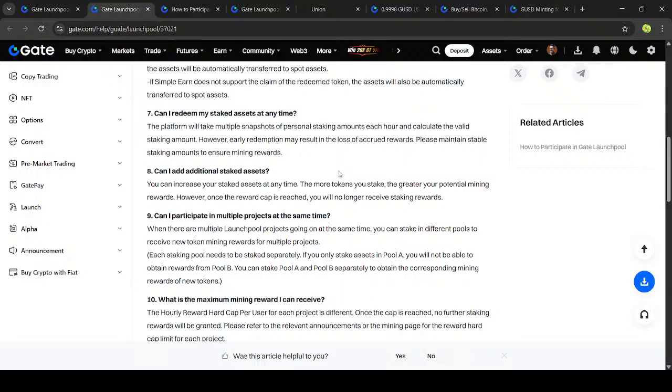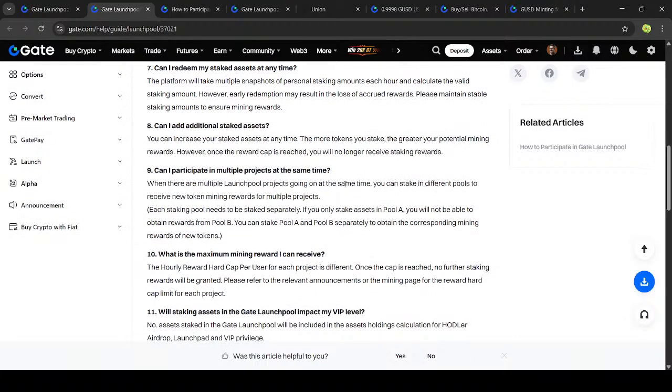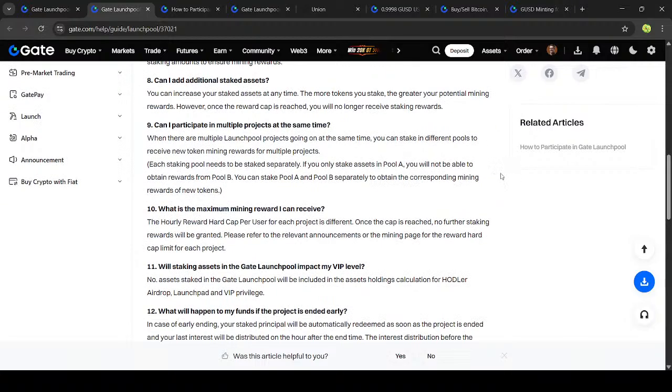So can I add additional stake assets? You can, in case you stake an asset, at any time. The more tokens you stake, the greater your potential mining reward. However, once the reward cap is reached, you will no longer receive a staking reward.